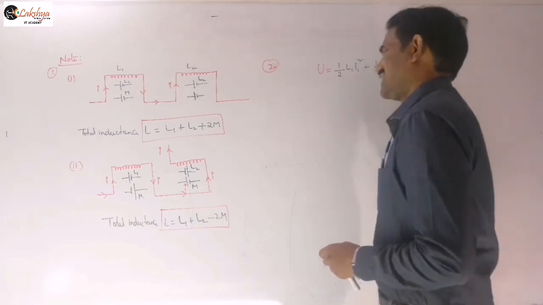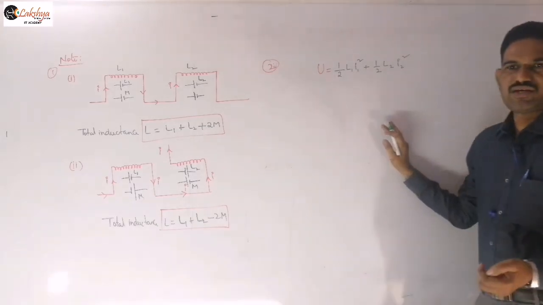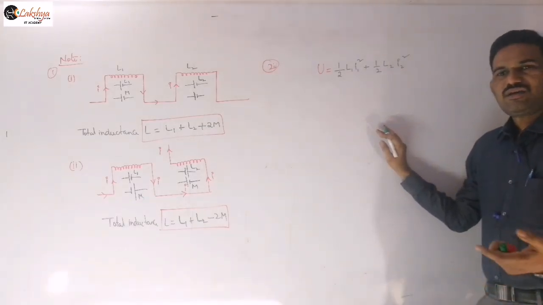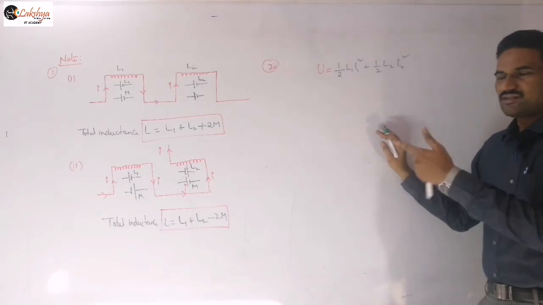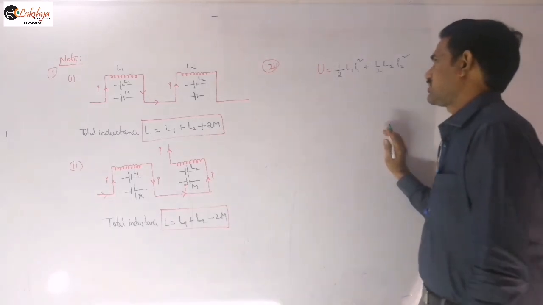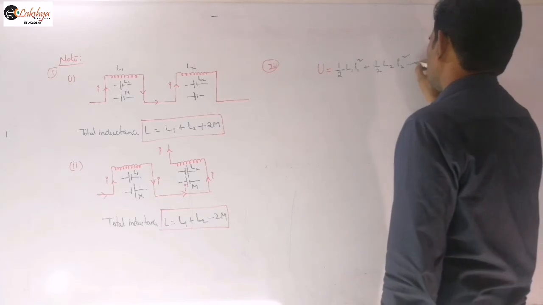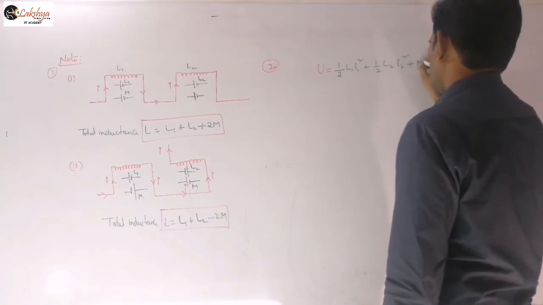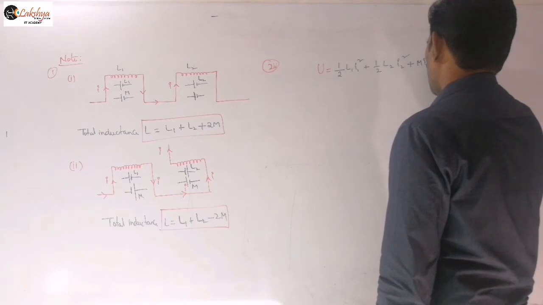we are taking that the current is different for the two inductors. That means if different current is flowing, we are considering that. If the same current is flowing, then you can substitute I1 equal to I2. If current is in the same direction, then you can write this as plus M into I1 into I2.